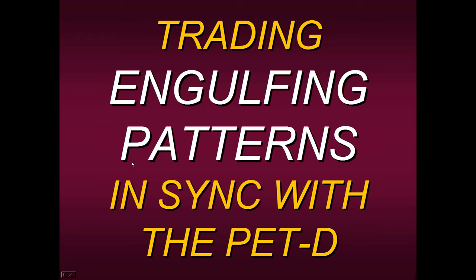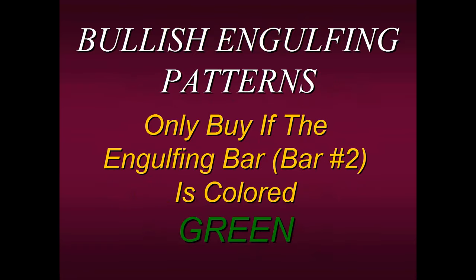So let's trade engulfing patterns in sync with the PETD, because even though we can apply any candle pattern, I know a lot of people, and times I've done this webinar in the past, I believe about 5 or 6 months ago, the same webinar, a lot of students aren't familiar with and don't know a lot of candle patterns. So let's just stick with one pattern today. This is probably the most popular and easiest to identify. These are engulfing patterns. Just to give you a brief review of how we want to trade engulfing patterns, we only want to buy if the engulfing bar, or bar number 2 in the 2-bar pattern, is colored green. So what does that look like?